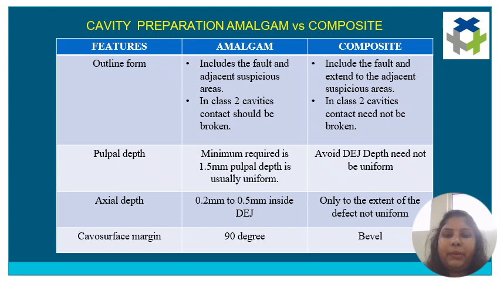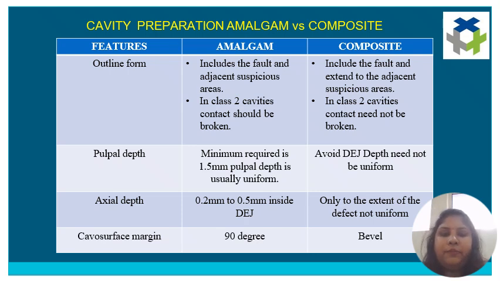Next, cavity preparation for amalgam versus composite. So the outline form of amalgam will include all the faults and adjacent suspicious areas. For composite, it includes the fault and extends to the adjacent suspicious areas. Here in amalgam class 2 cavities, contact should be broken. In composite class 2 cavities, contact need not be broken. Here the pulpal depth required is 1.5 mm. Here in composite, you have to avoid the dentinoenamel junction depth. It need not be uniform.